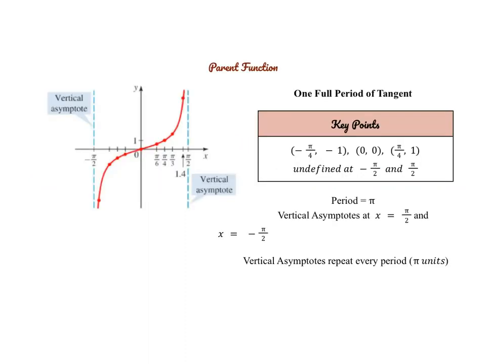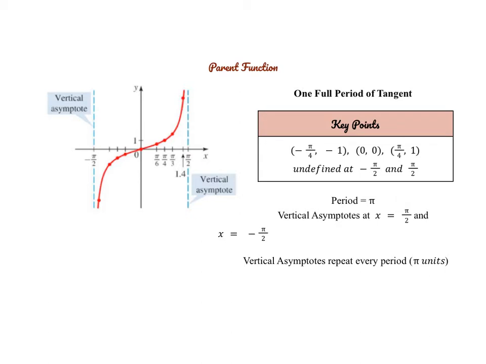So we're going to start by looking at the parent function for tangent. Tangent looks really different than your sine and cosine functions in terms of our trigonometric functions. You can see on the left here we have one full period of a tangent graph. The first thing you might notice is that our tangent graph has vertical asymptotes.